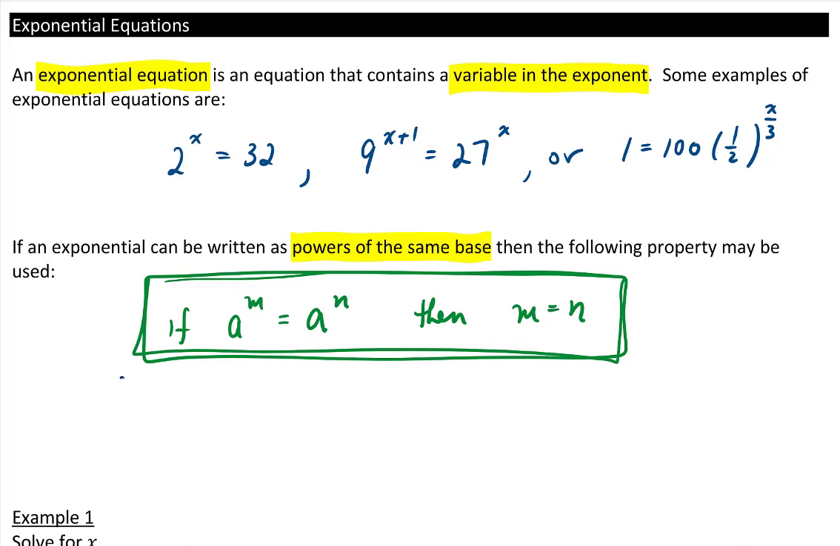For example, if you're given 4 to the exponent of x equals 4 to the exponent of 3, notice the bases are the same, so therefore this x must equal 3. The exponents must be equal. Therefore, x equals 3.